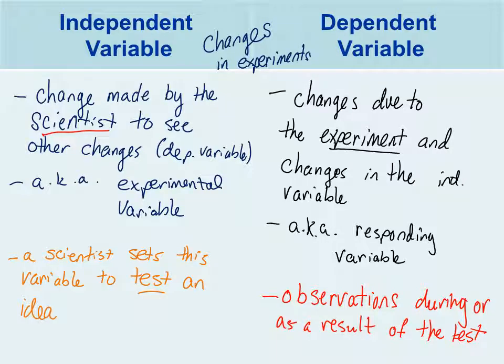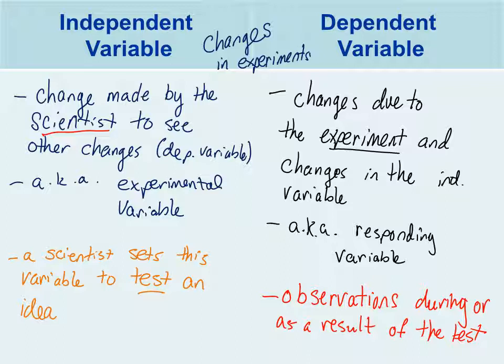So the two main variables we want to talk about in an experiment are the independent variable and dependent variable. Now all variables are changes in experiments. Now if you look on the left hand side, the independent variable, those are the changes made by the scientist to see the other changes. Right? And that's going to change the dependent variable. It's also known as the experimental variable.